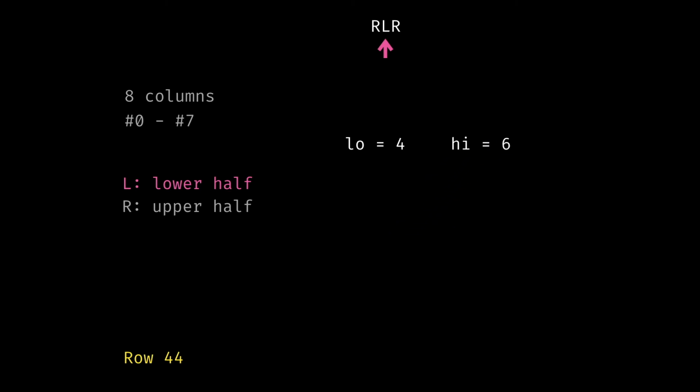And then finally, at the last iteration, my mid is 5. I want the upper half, so that means I should overwrite the low with the 5. And now that I'm done consuming every character of my input, I know that my low is inclusive and my high is exclusive, which means that my column is exactly column 5. At this point, I have both pieces of information that tell me exactly where my seat is.